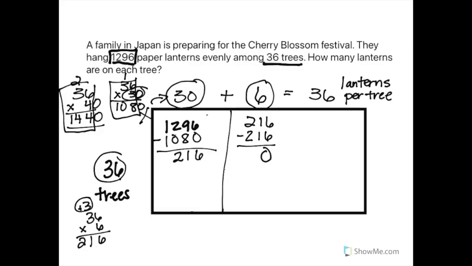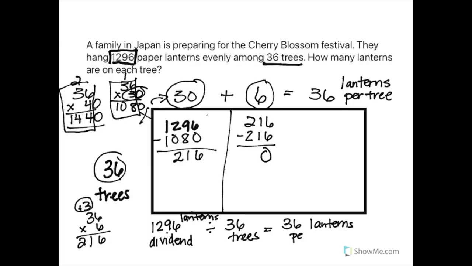My problem was 1,296, which was the dividend, divided among 36 trees. Sorry, I should have labeled this. 1,296 lanterns divided among 36 trees equals 36 lanterns per tree.